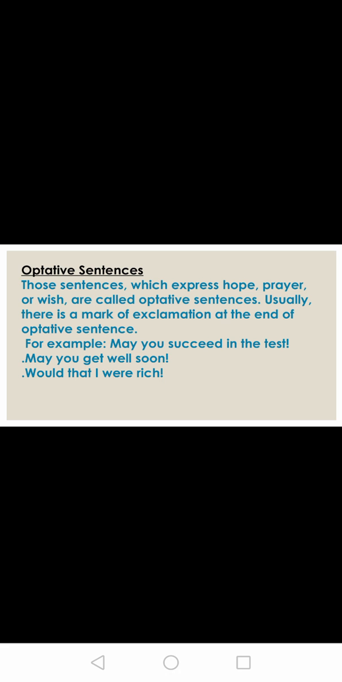Okay. Now the last one is optative sentences. Those sentences which express hope, prayer or wish are called optative sentences. Usually there is a mark of exclamation at the end of an optative sentence. Here also you are able to see the exclamation mark. For example, may you succeed in the test. May you get well soon. Would that I were rich. So these express hope, prayer or wish. Okay. Now how are we going to change?